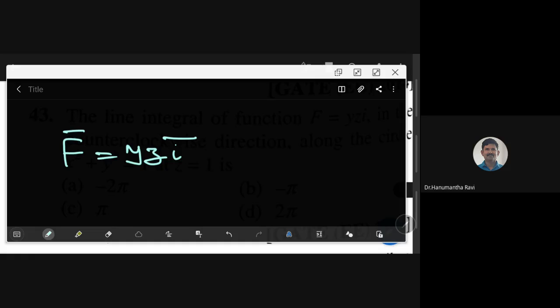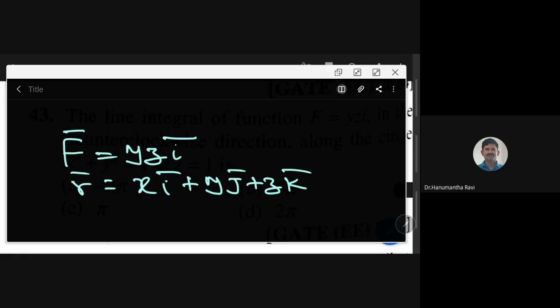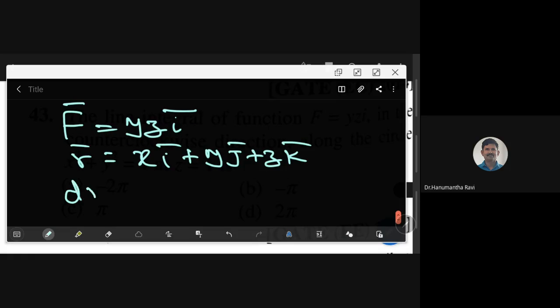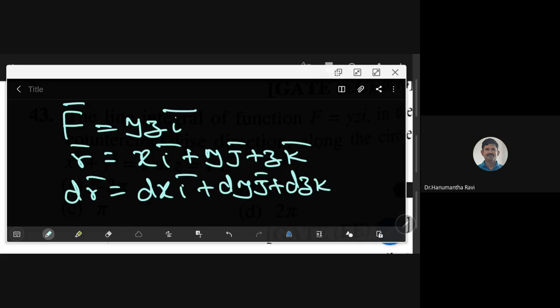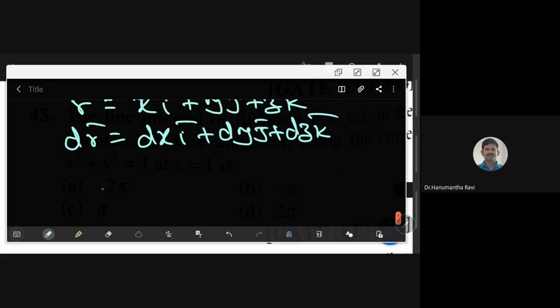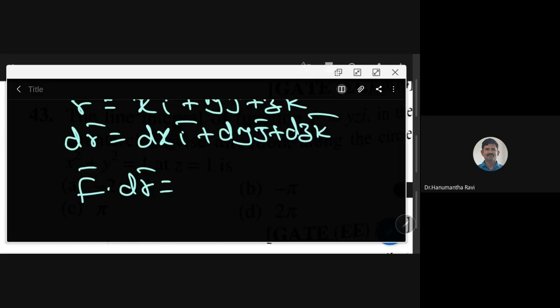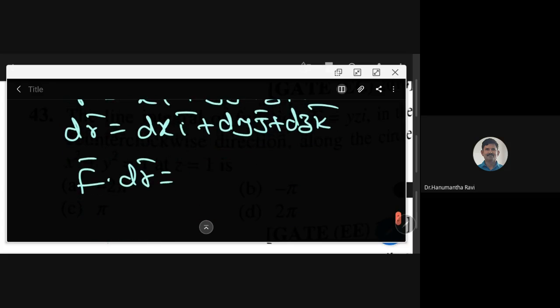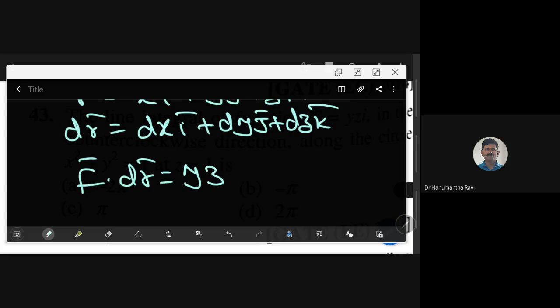So what is r bar? Whenever a line integral is coming, you can always take this. The next step is dr bar, which you need to calculate. That is equal to dx i bar plus dy j bar plus dz k bar. Once that is done, you simply calculate f bar dot dr bar. Only f bar has an i bar component, so yz dx is the only thing. The remaining thing is 0.